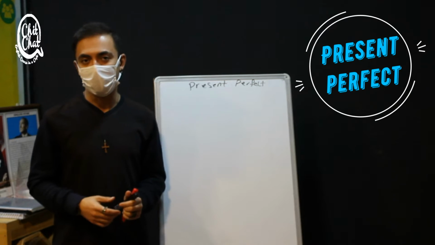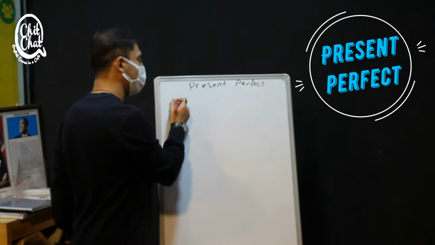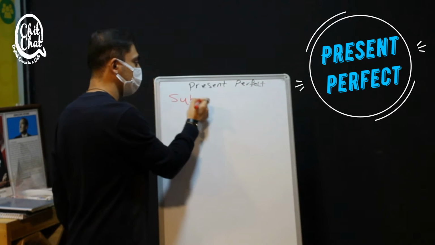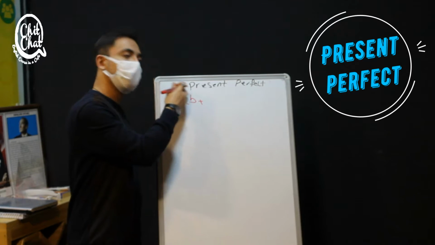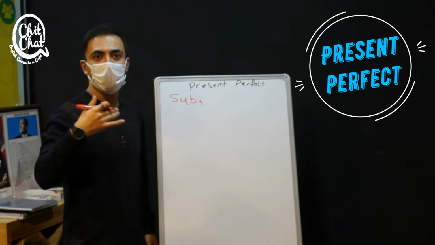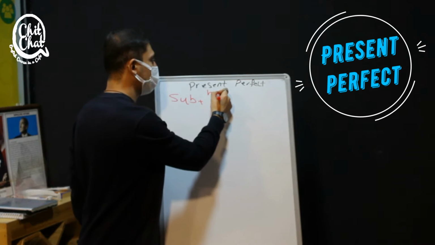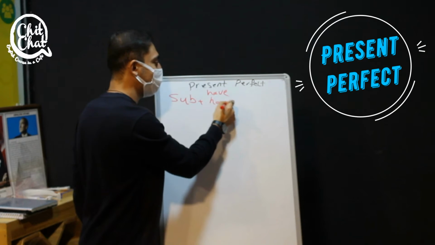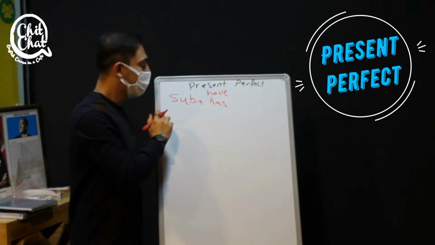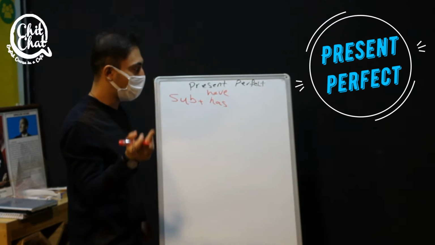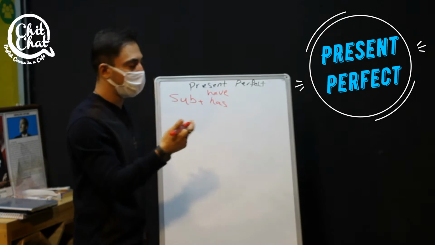First of all, the rule of present perfect is we use the subject, as we discussed in previous lessons. You know the meaning of subject. It is the doer of an action in a sentence. After that, according to the subject, you should use have or has. When do we use have and when do we use has? As you remember, has is for third person and have is for other people.